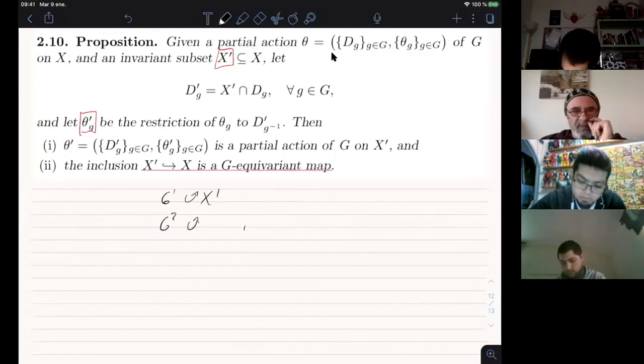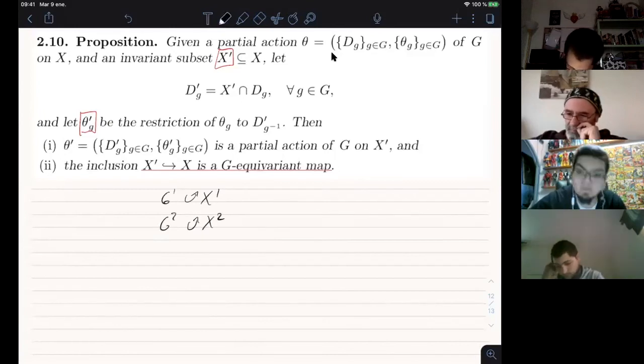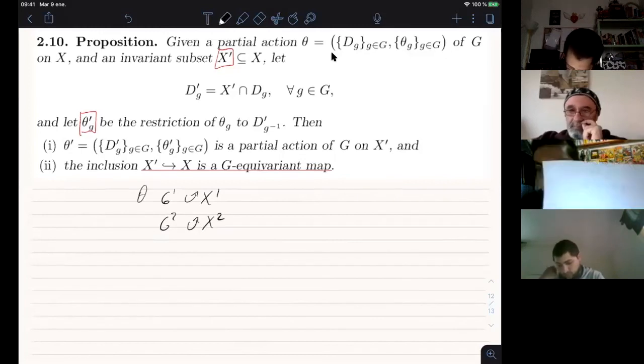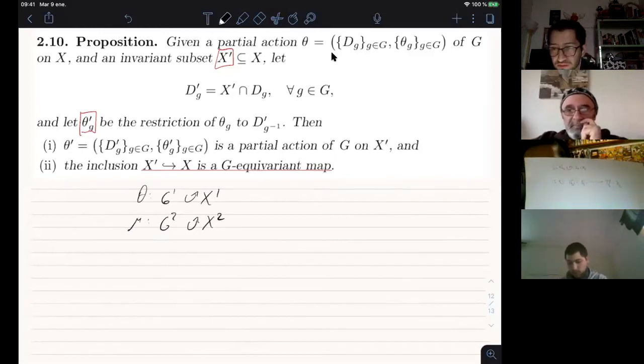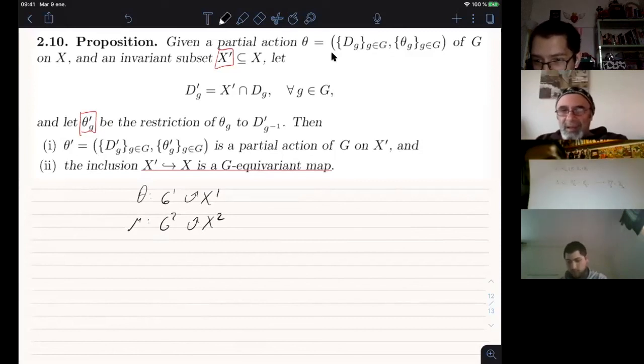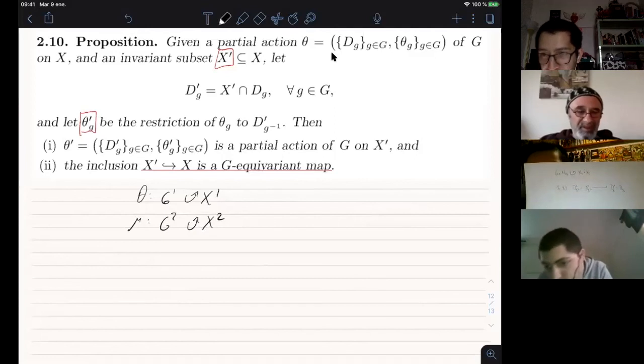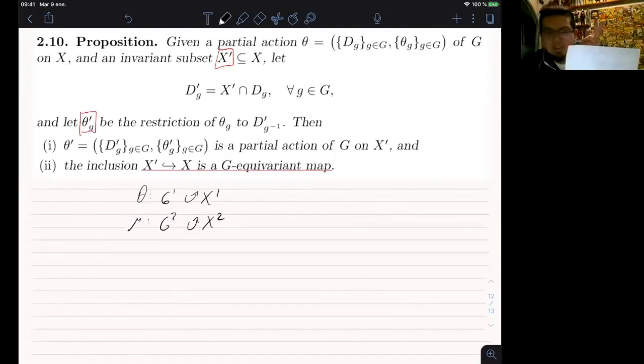G2, X2. And this is by theta. And this is by mu. Does it read well for you? I was writing this before Mario said that about the... Yes, I can read it. Or does it read reverse?